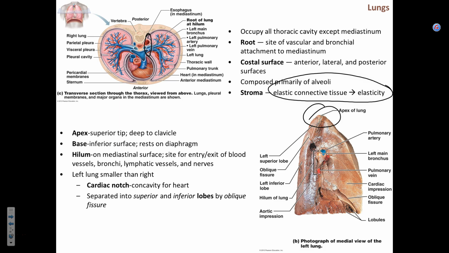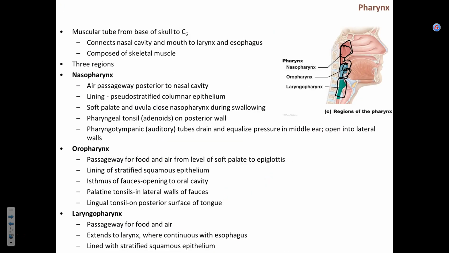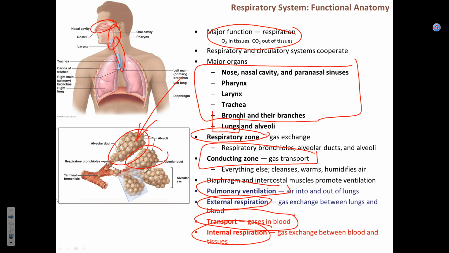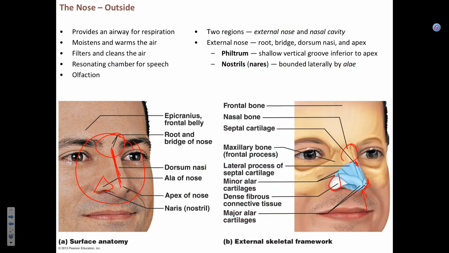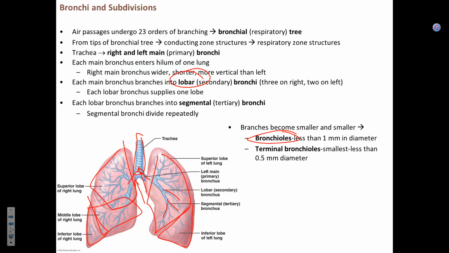Does that make sense? Now, if you look at the left lung, it will have a cardiac notch, the little space for the heart. We'll go back to the very first slide. It will be more obvious here. No, not really. Well, the heart is kind of here. So you see that little notch? That's the cardiac notch.